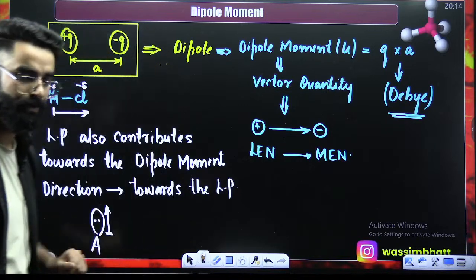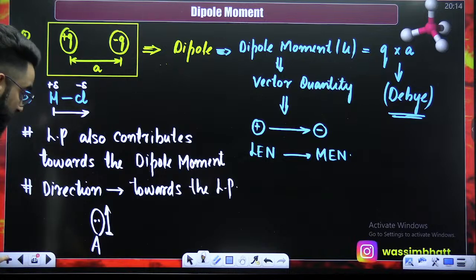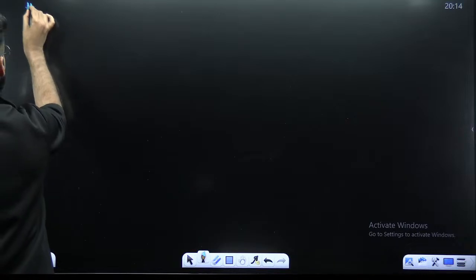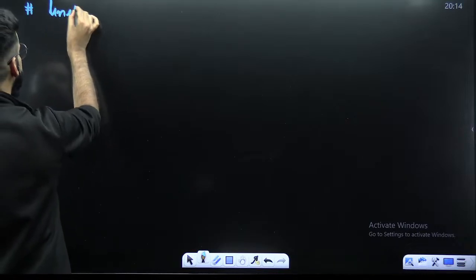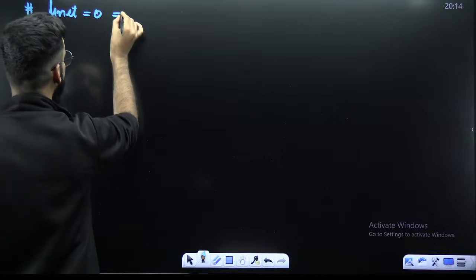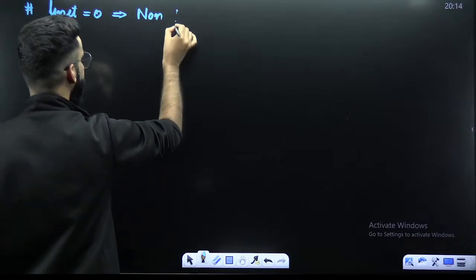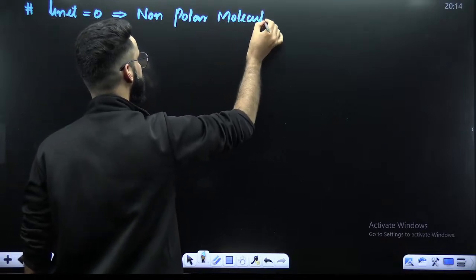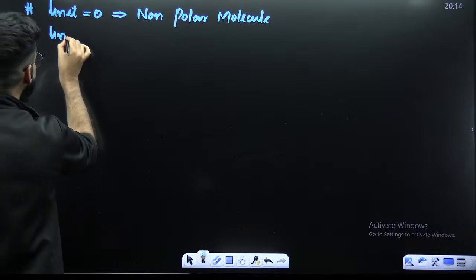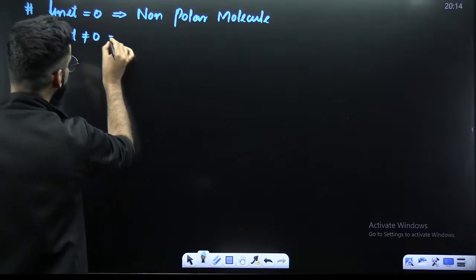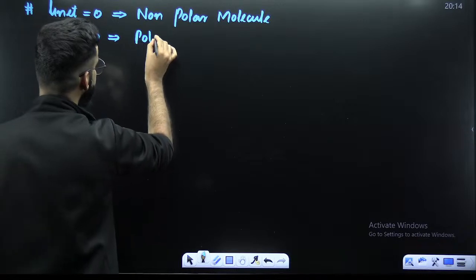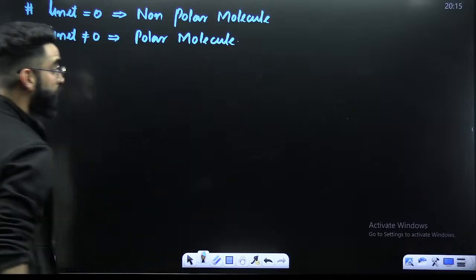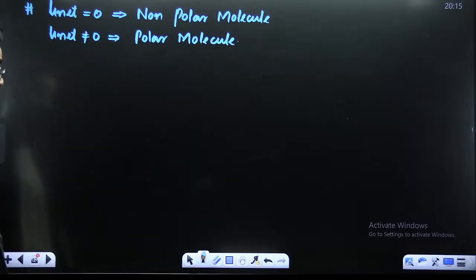Now, understand one more thing, and do remember it. You'll be using it frequently everywhere. My dear students, that molecule whose net dipole moment is 0, you call that a non-polar molecule. And that molecule whose net dipole moment is non-zero, you call that a polar molecule.